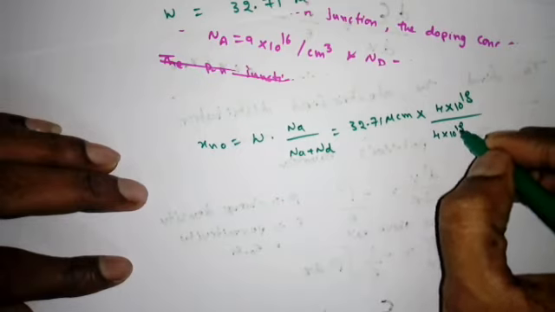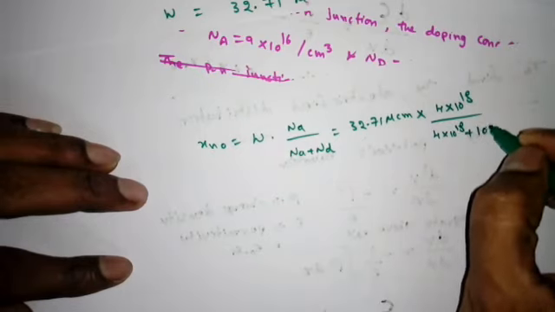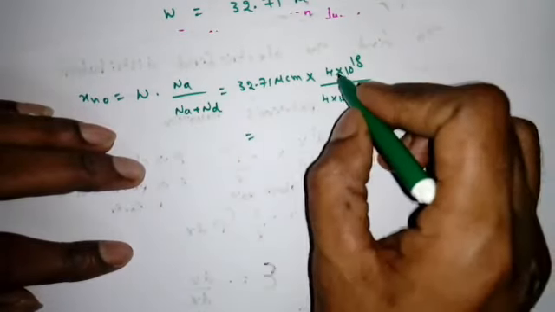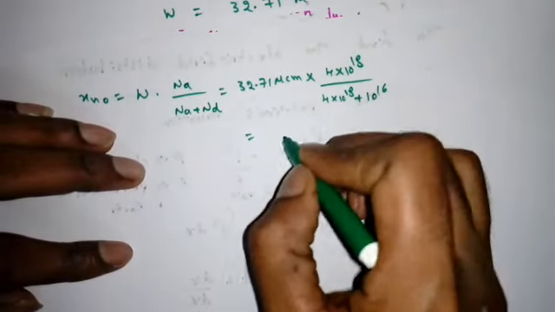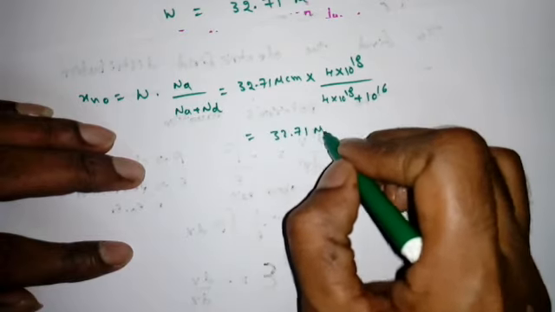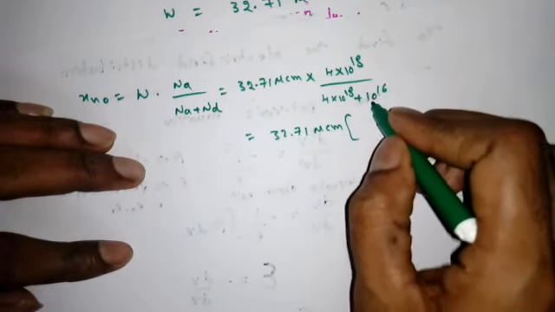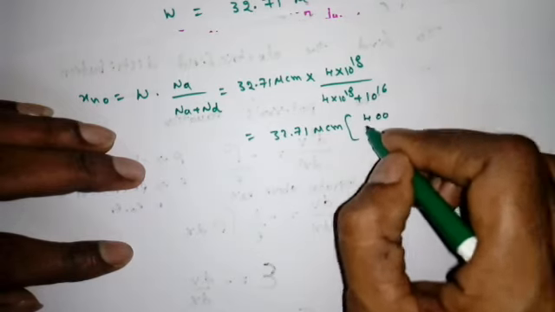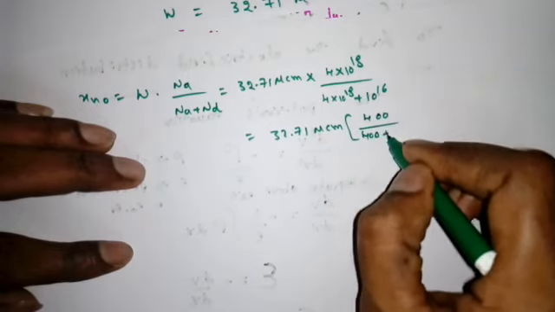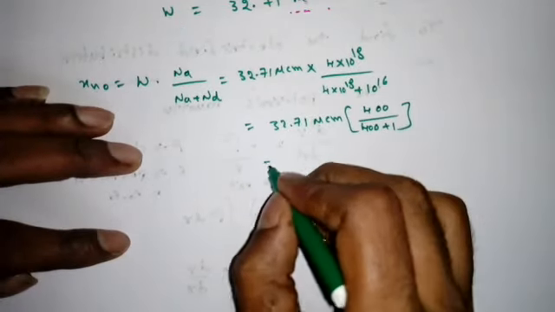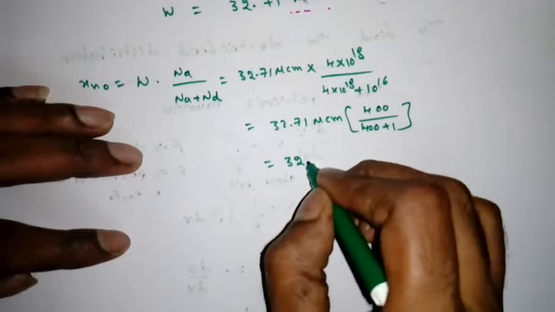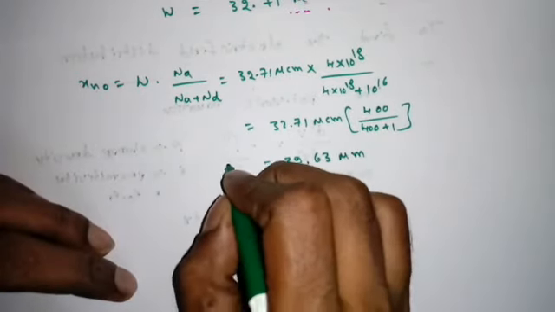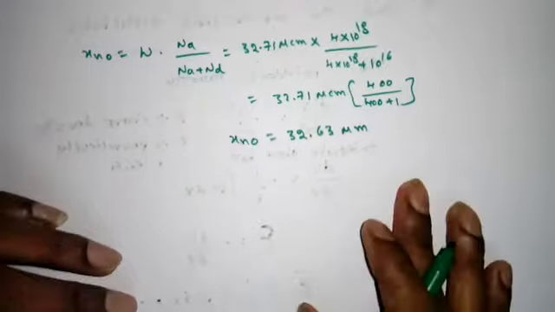4 into 10 to the power 18 plus 10 to the power 16, right? So see, if I take 10 to the power 16 out, so 32.71 micro centimeter into, if I take 10 to the power 16 out, the 16 will be cancelled. This will become 400 by 400 plus 1. So 400 by 401, we'll get 32.63 micro centimeter. This is the Xn naught.